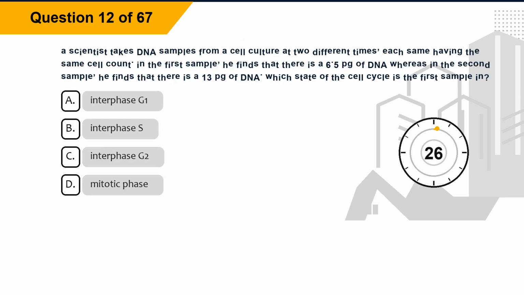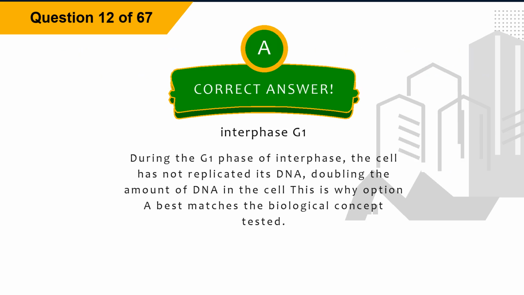Question 12. A scientist takes DNA samples from a cell culture at 2 different times, each having the same cell count. In the first sample, he finds that there is 6.5 pg of DNA, whereas in the second sample, he finds that there is 13 pg of DNA. Which state of the cell cycle is the first sample in? Option A, interphase G1. Option B, interphase S. Option C, interphase G2. Option D, mitotic phase. The correct answer is option A, interphase G1. Explanation. During the G1 phase of interphase, the cell has not replicated its DNA, doubling the amount of DNA in the cell. This is why option A best matches the biological concept tested.